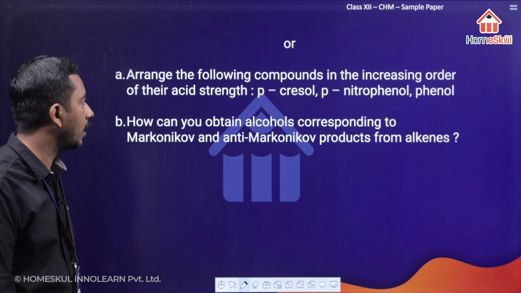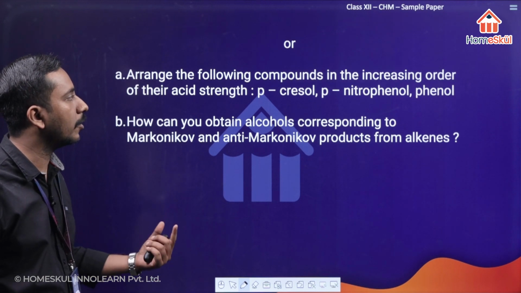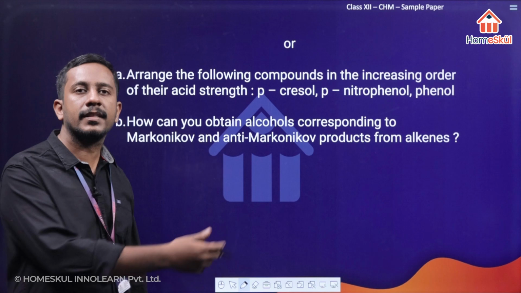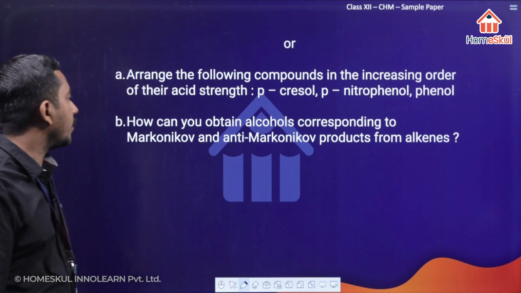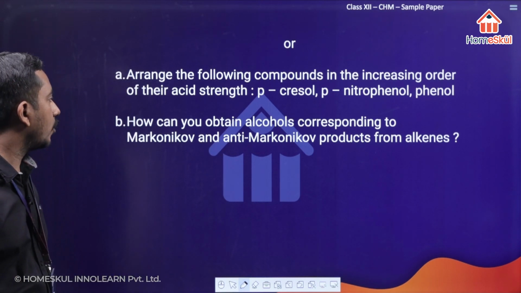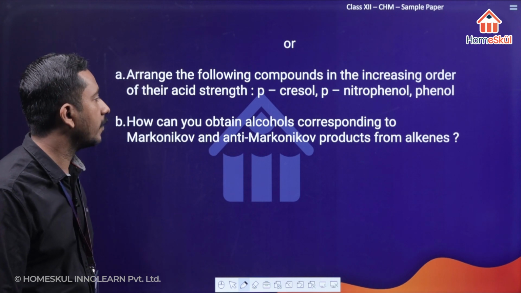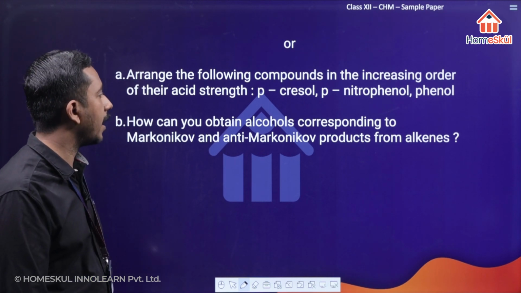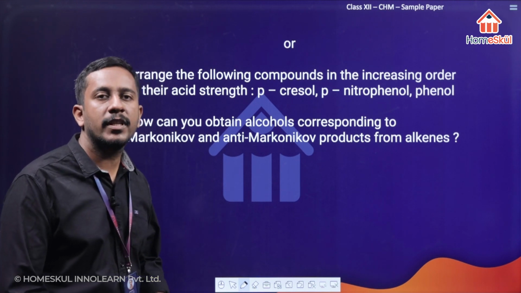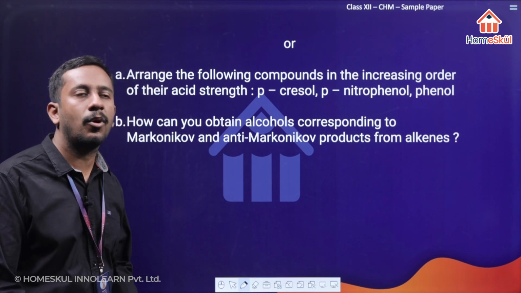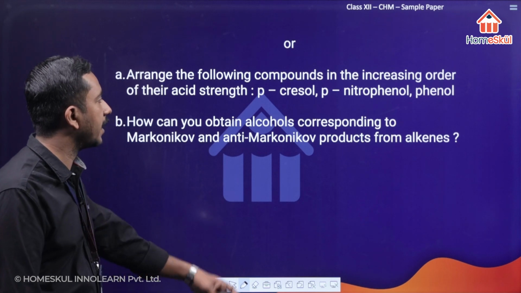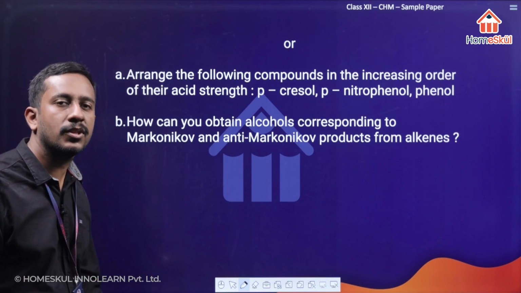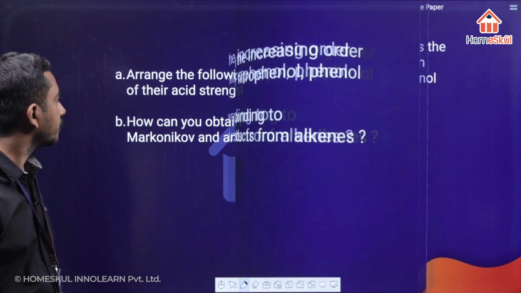That means we will have to compare the acidic strength of phenol when an electron withdrawing group and an electron donating group is going to come as a substituent in the ring. And the B question, how can we obtain alcohols corresponding to Markovnikov and anti-Markovnikov rule from alkenes? So we'll have to prepare alcohols from alkenes, and which reagents do we have to use in order to obtain a Markovnikov product and an anti-Markovnikov product? So let us answer these questions. They are very easy questions. All of them are direct questions.